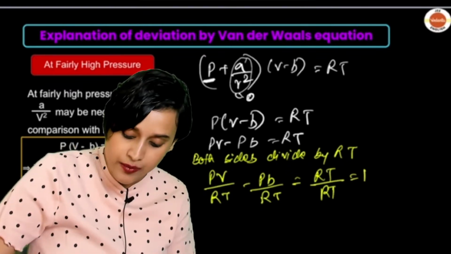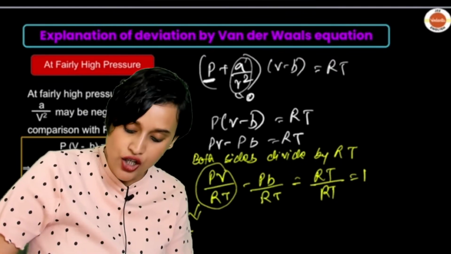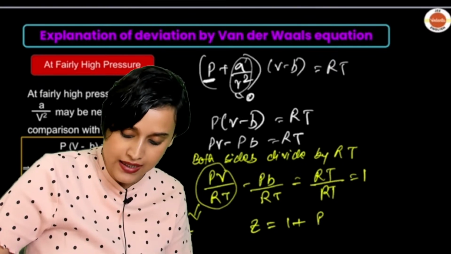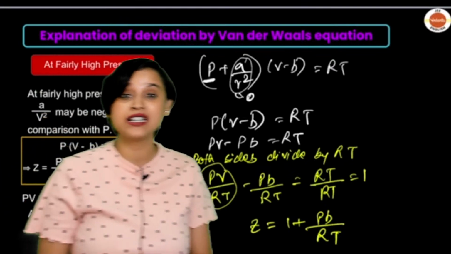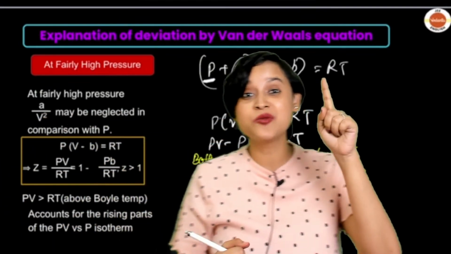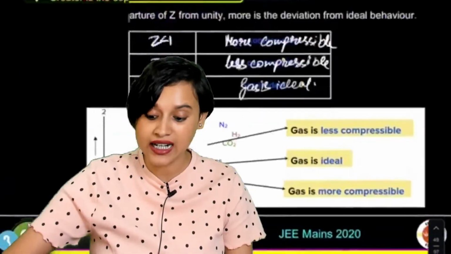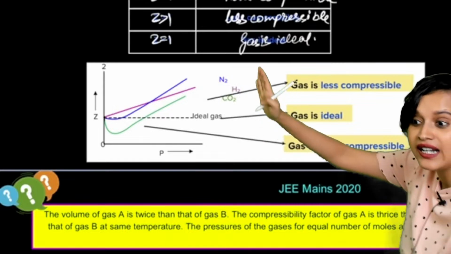So my PV by RT is equal to Z. That means I can write that Z is equal to 1 plus Pb by RT. Does this make sense, everybody, that at high pressure the gas was deviating positively? Do you remember that at high pressure, Z was greater than 1?